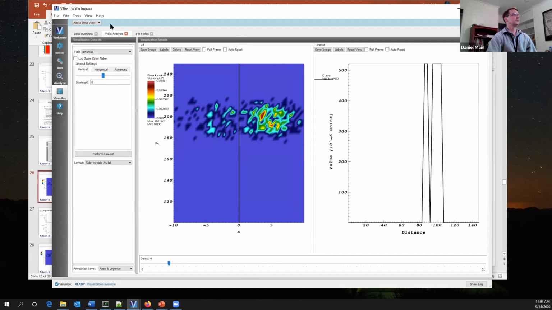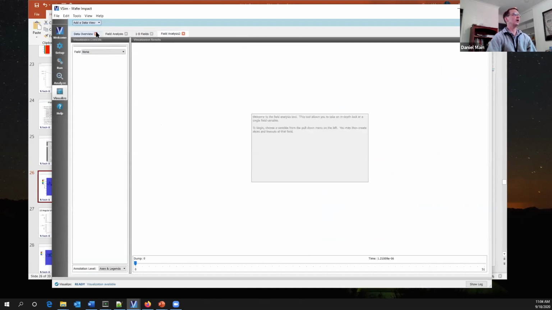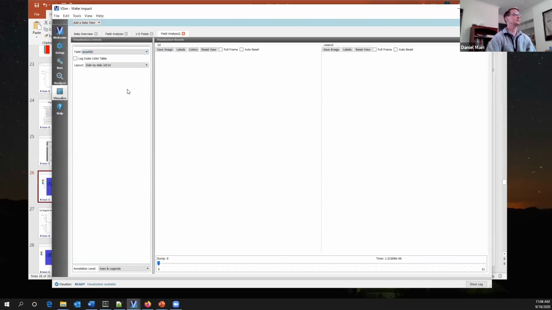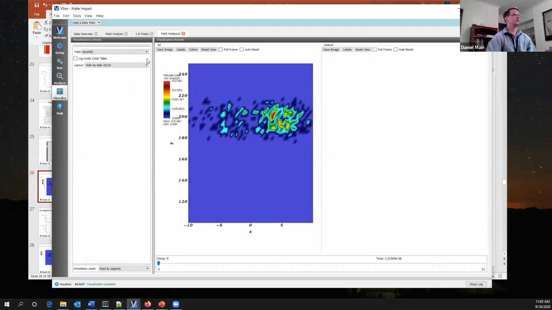Let me open up a new window just so you can see how to do that. If you open up a field analysis window, click on field, and then this was called ions angular energy distribution. Of course, you could do the same analysis for the electrons, but you'd have to collect that history data when you ran the simulation. So if I click there, then it gets pulled up here.